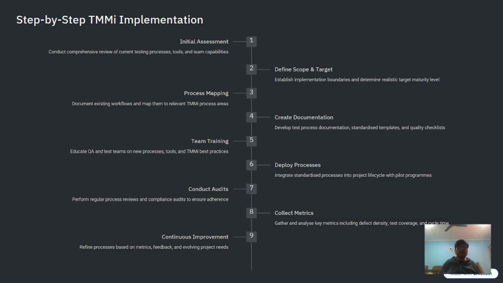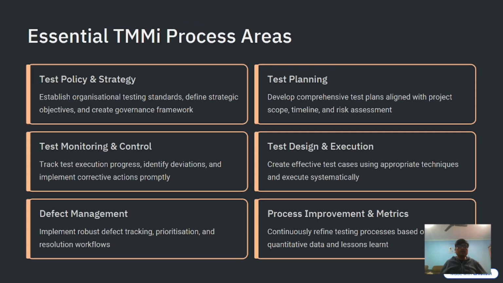Continuous improvement. Refine the processes based upon metrics, feedback and evolving project needs. Lessons learned is very important. From lessons learned, we analyze what is failing and what is the root cause of that particular failing. So we have to avoid those failed processes in the next milestone of the project. So this is what is important with continuous improvement. Those are the steps to implement the TMMi model.